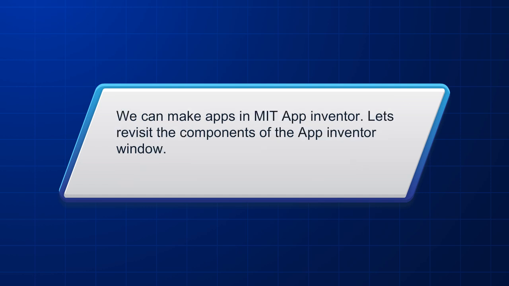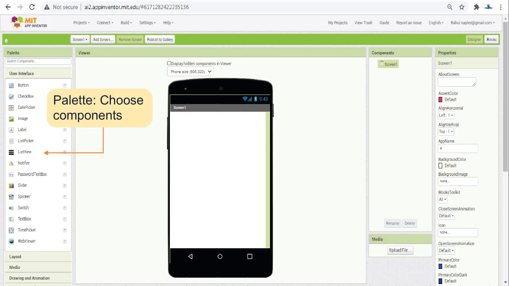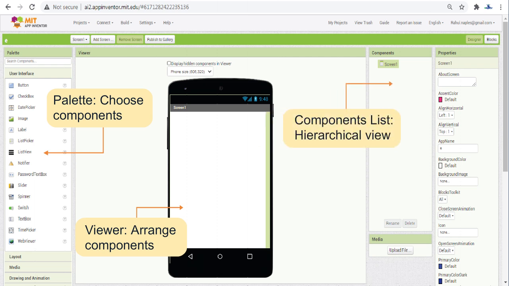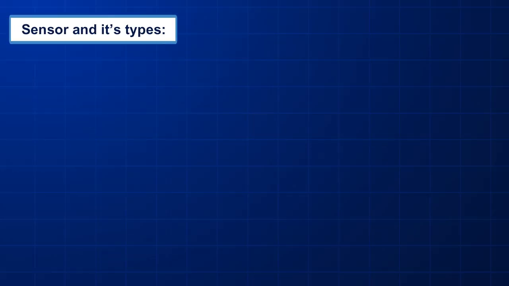Let's revisit the components of the App Inventor window. App architecture of App Inventor. Palette: choose components. Viewer: arrange components. Components list: hierarchical view. Properties: change component settings. Sensors and their types.